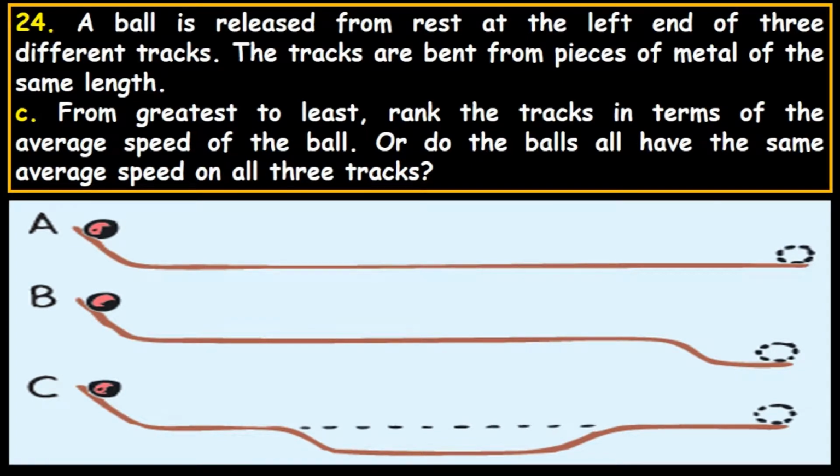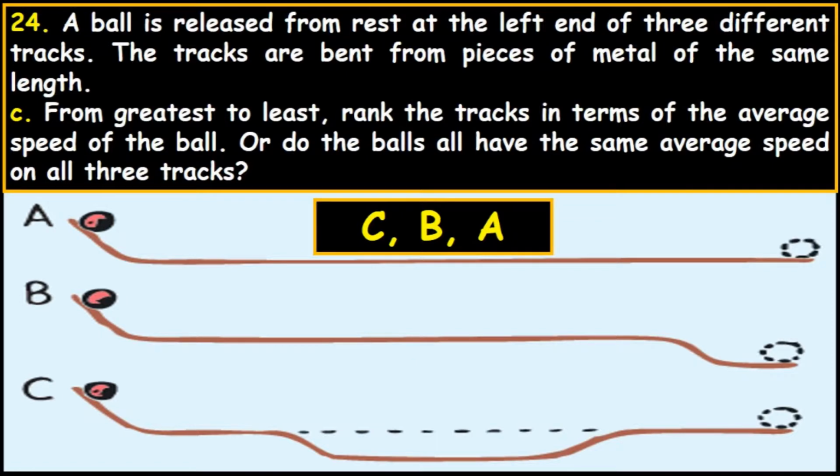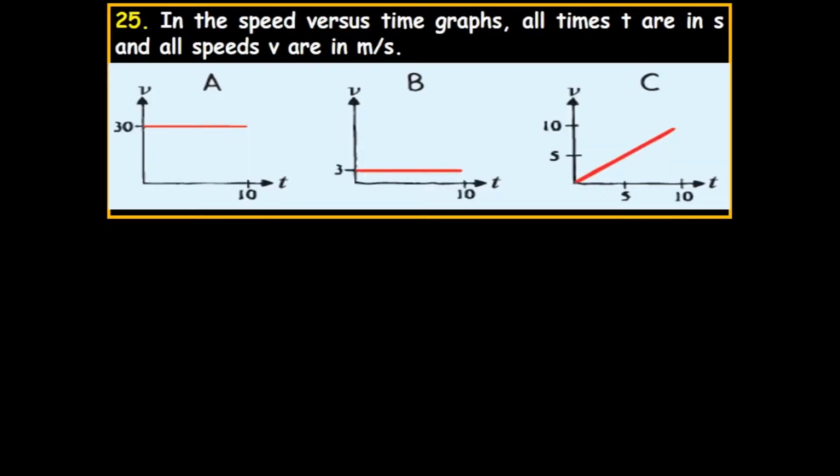C, B, A. From greatest to least, rank the tracks in terms of the average speed of the ball, or do the balls all have the same average speed on all 3 tracks? C, B, A. Does that make sense? If you have any questions, please ask me to go over it in class.